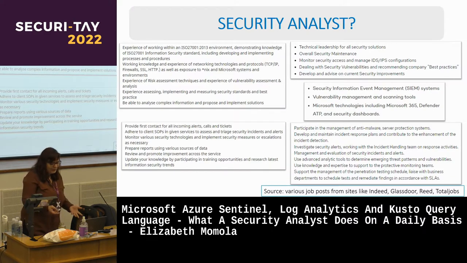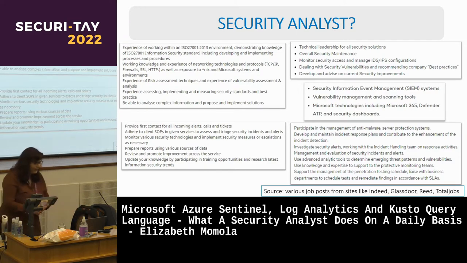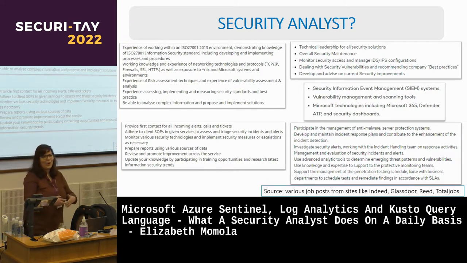So I visited some of the most common job sites like Indeed, Glassdoor, Reed, Total Jobs, only to find that all of the job descriptions are totally different and there are different expectations for analysts in different companies. So the job can be as simple as just triaging tickets and forwarding them over to the relevant team. And it can also be as complicated as configuring firewalls, providing incident response, doing vulnerability scans and offering security recommendations.